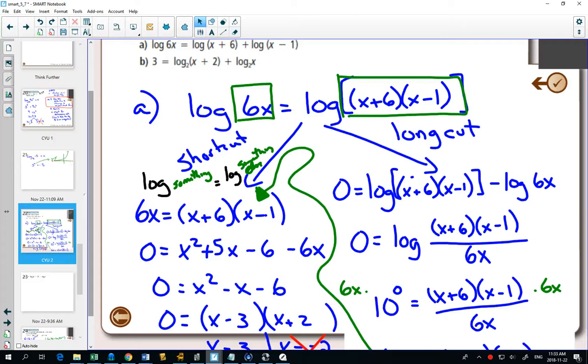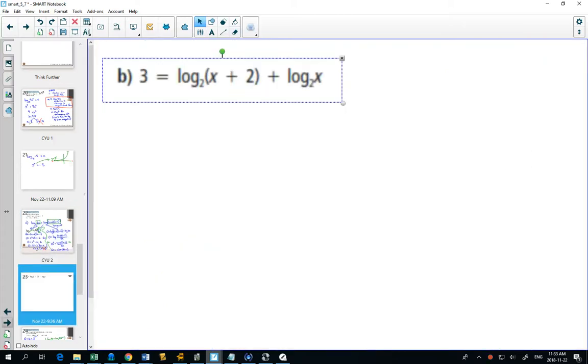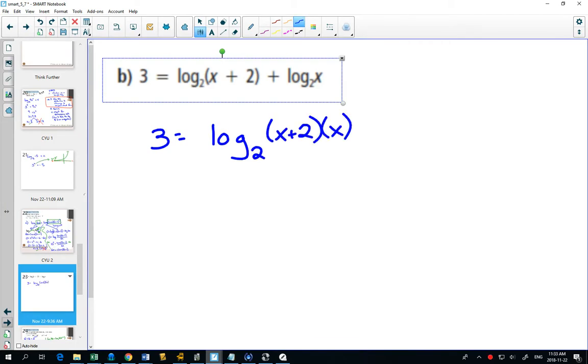So let's go to part B, which we didn't look at earlier this morning. 3 equals log base 2 of x plus 2 plus log base 2 of x. Combine it to be a single logarithm. Do we have a log law for adding? Yes. We multiply. And after multiplying, do we have a single log now? Yes, we do. Use your definition. In this case, the base is 2. The exponent is 3. It's equal to x plus 2 times x.